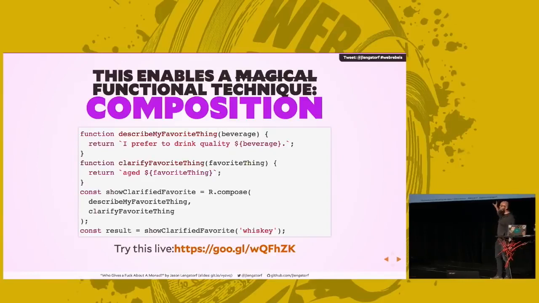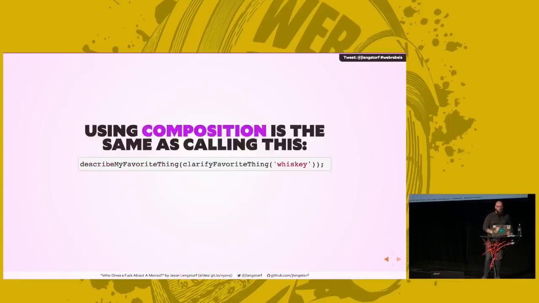This is extremely powerful because each of those functions is individually unit testable, and when we start reusing these later in our code, it'll make our code base a lot smaller, because maybe just clarify favorite thing could instead be clarify whiskey, and we have another one that would be, I don't know, clarify juice, and instead of aged, it would be fresh squeezed, right? So any of those things could be done, but we wouldn't have to rewrite the I prefer to drink quality blank function. That function continues to be useful.